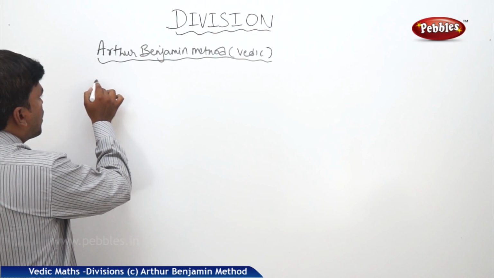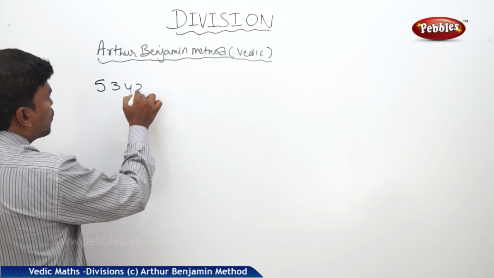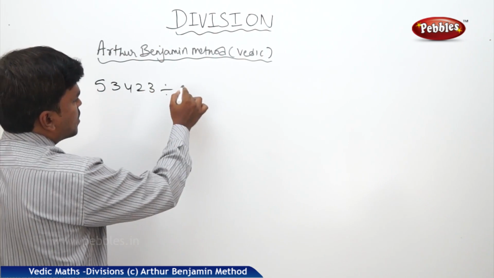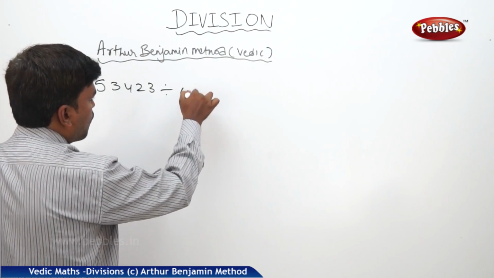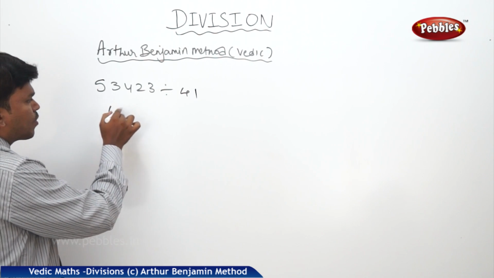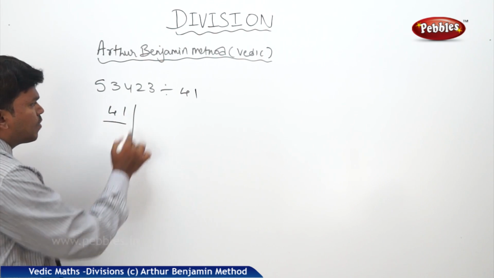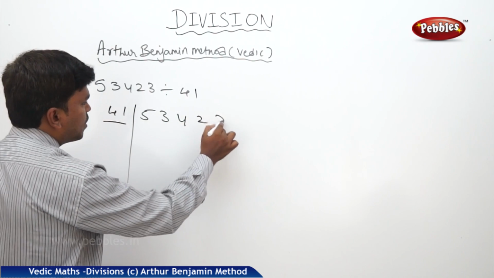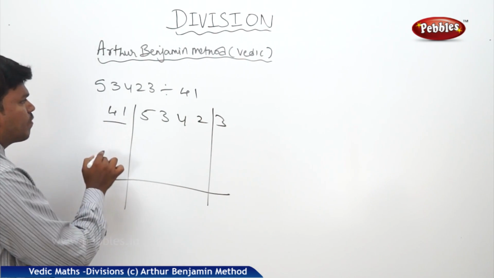Let us say 53423 divided by, say, 41. I want to divide this number by 41. So write 41 here, 53423. The last number is for the remainder.